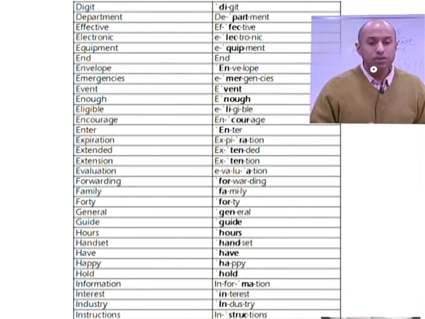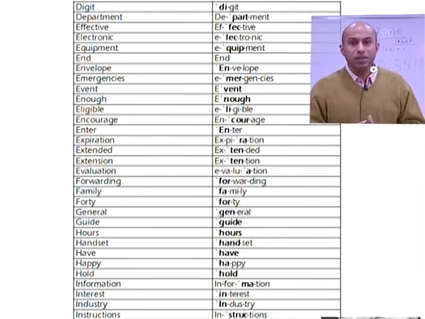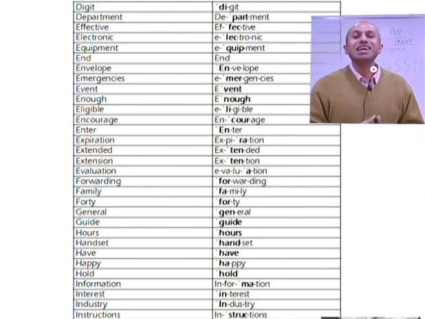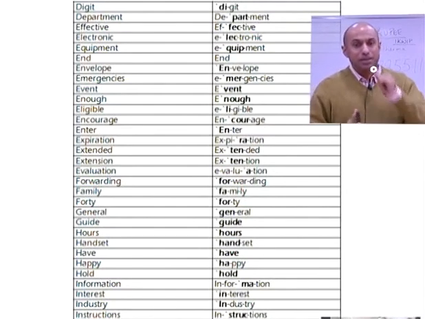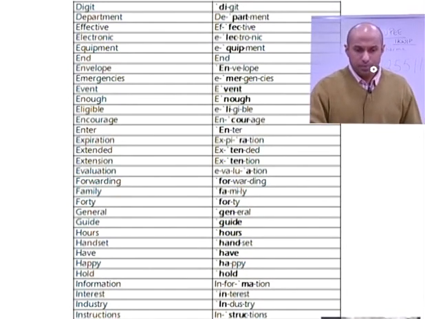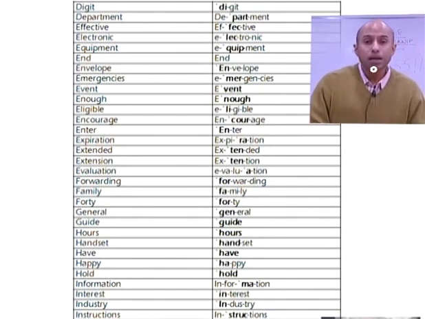Yes, good. Then something that we cannot have is enough. Enough gets a clear stress, enough. Yes, enough. Next word is eligible.